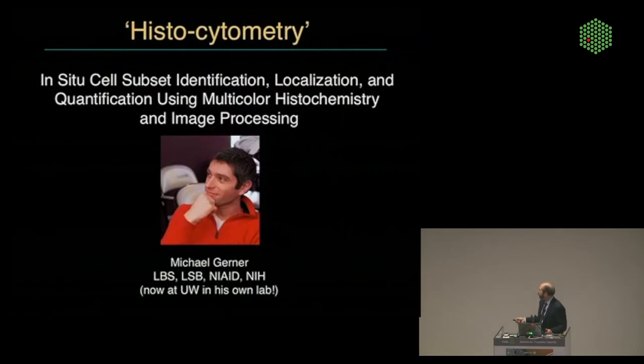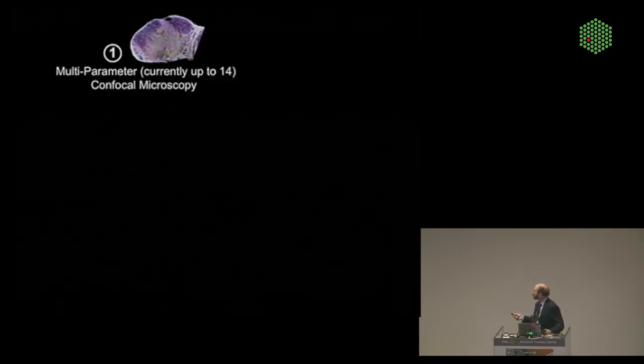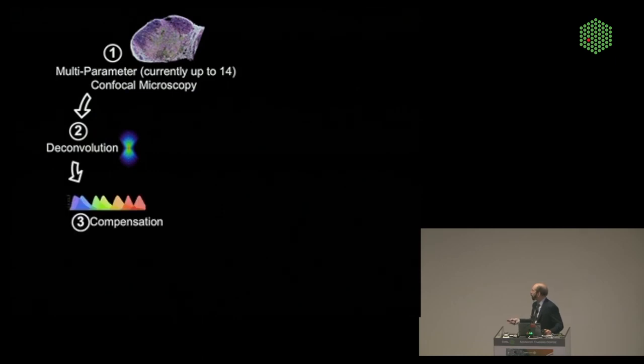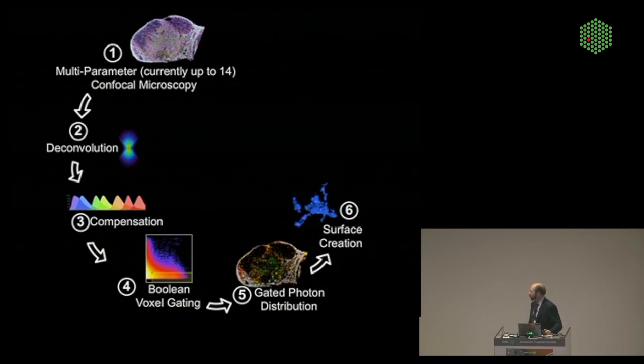And so several years ago, Mike Gerner in the laboratory, who's now at University of Washington, developed what we call histocytometry. We stain with up to 14 different antibodies in different colors at one time, tile image that area, deconvolve to get a bit better Z resolution, compensate to deal with channel spillover. You can do this in spectral imaging mode. It just makes bigger files and takes longer.